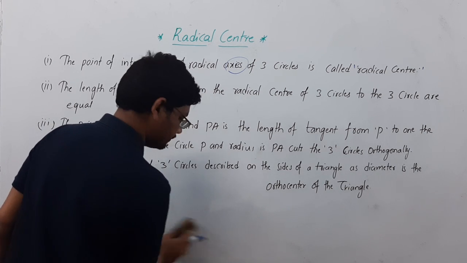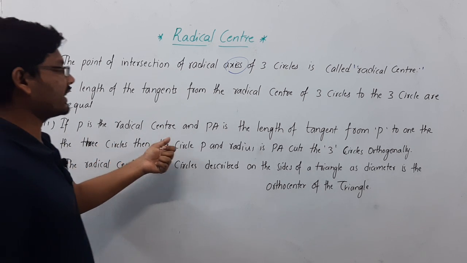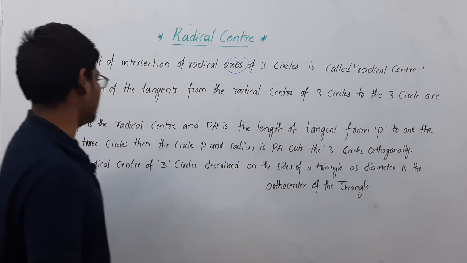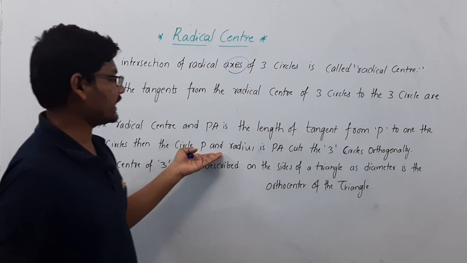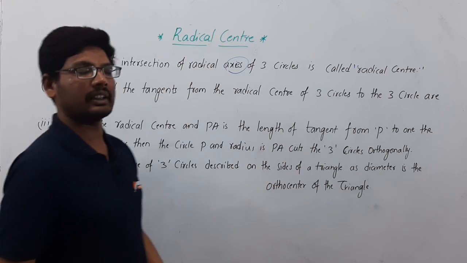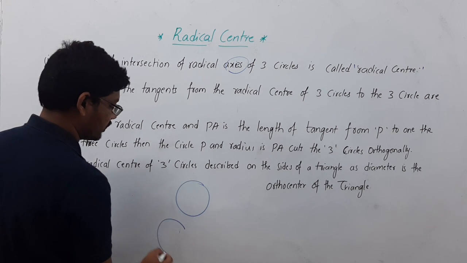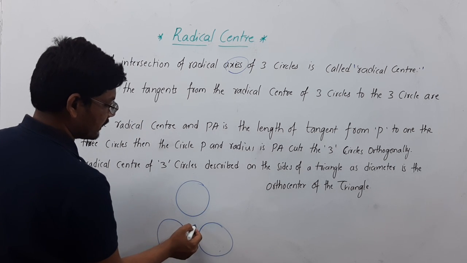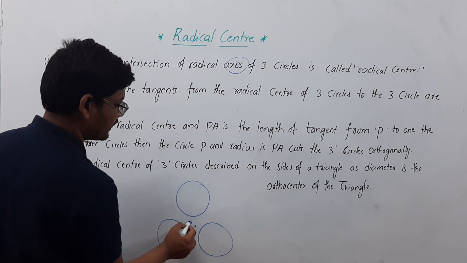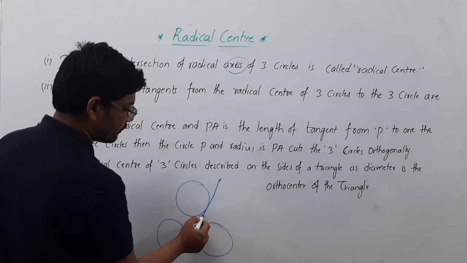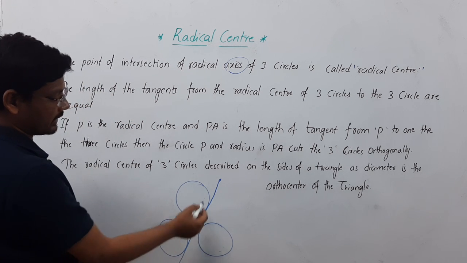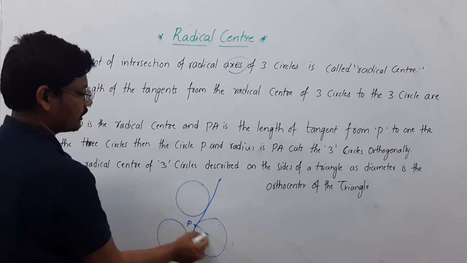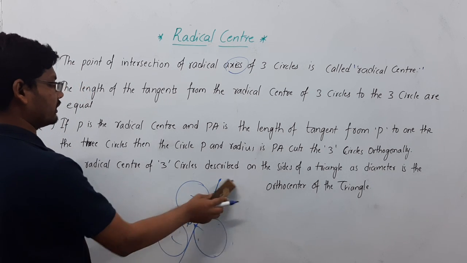And the third point is, if P is the radical center, and PA is the length of the tangent from point P to one of the three circles, then the circle with center P and radius PA cuts the remaining circles orthogonally. I am taking these three circles here. This point P is the radical center. If you draw a tangent to a circle, the circle cuts the remaining circles orthogonally. So this is the condition about the third point.